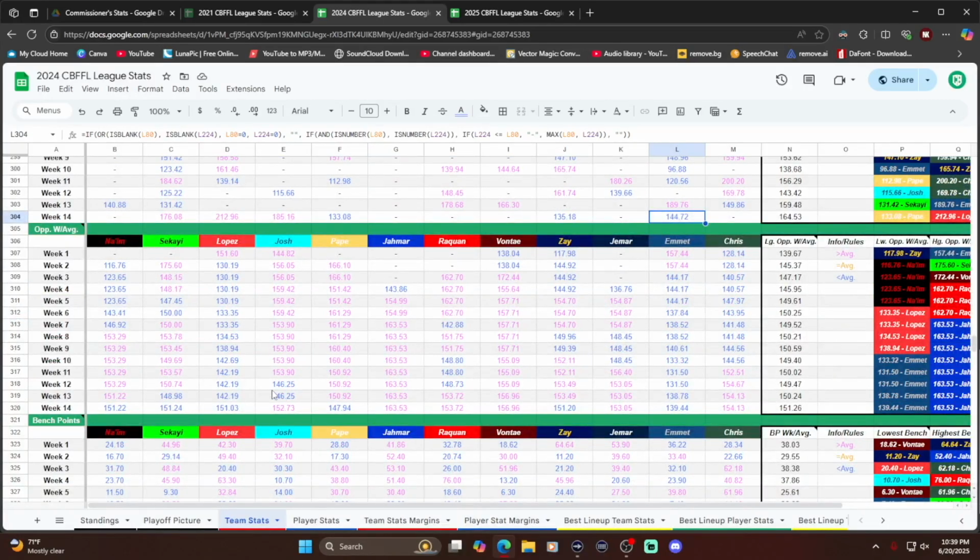And then you have the averages right here. As you can see, when Jamar's opponents really won on him, they put up 163 on Jamar. Emmett's opponents really weren't putting up a lot of points on him in his losses, but that didn't stop Emmett from losing.